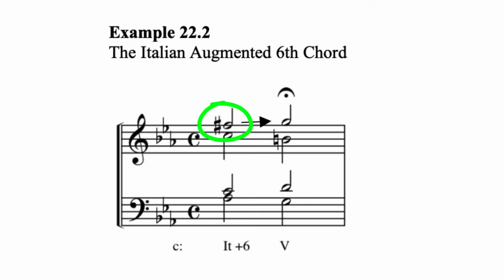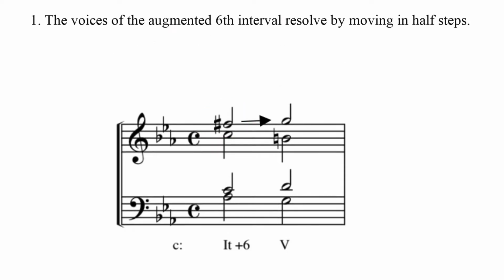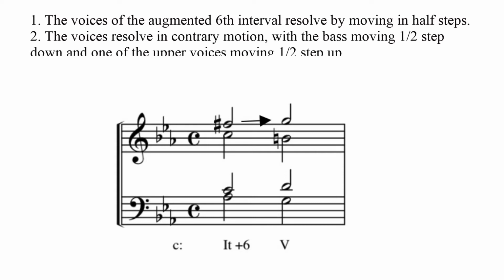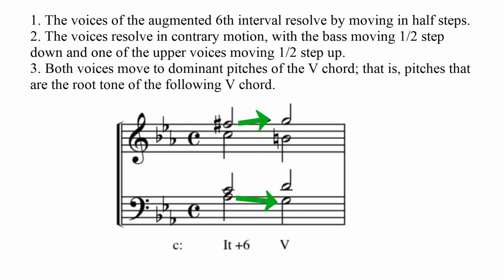The most important aspect of this chord is the resolution of the augmented sixth interval, and this can be summarized as follows. Number 1. The voices of the augmented sixth interval resolve by moving in half steps. Number 2. The voices resolve in contrary motion, with the bass moving a half step down and one of the upper voices moving a half step up. Number 3. Both voices move to dominant pitches of the V chord, that is, pitches that are the root tone of the following V chord. To master the voice leading of this chord, it's best to practice the placement and resolution of the augmented sixth interval.